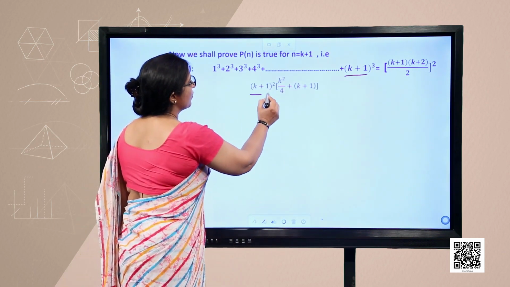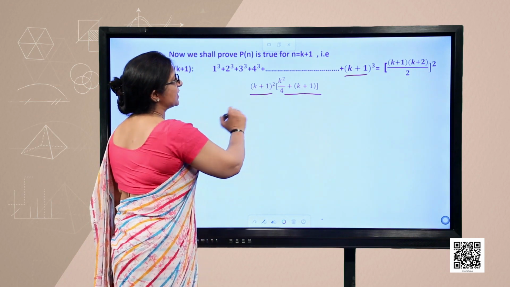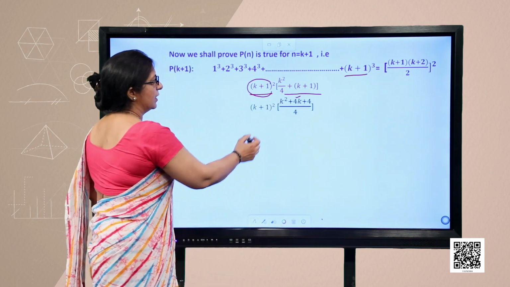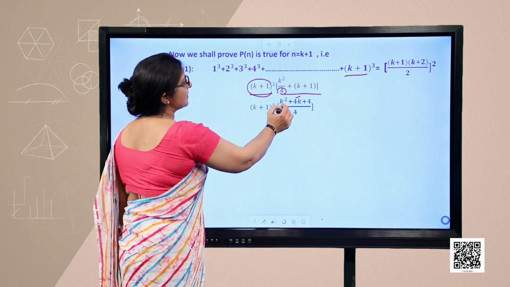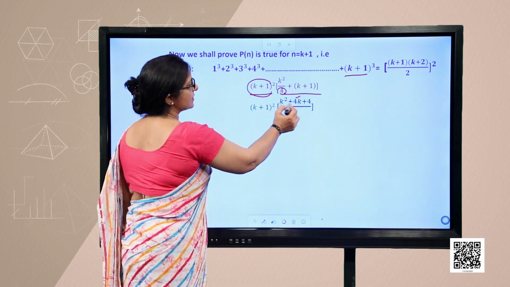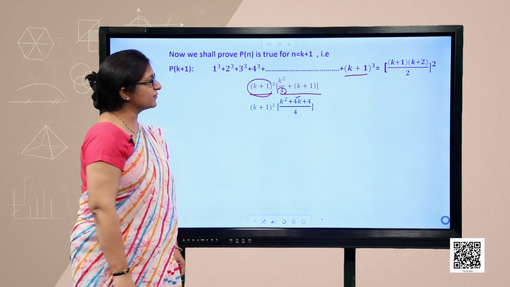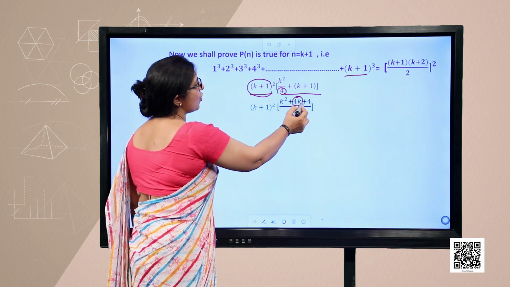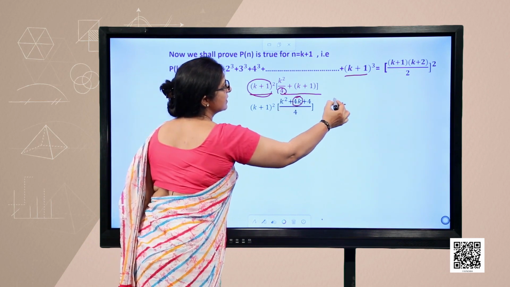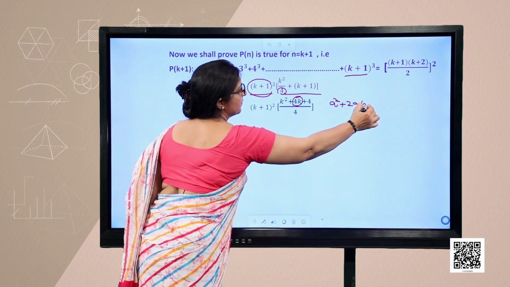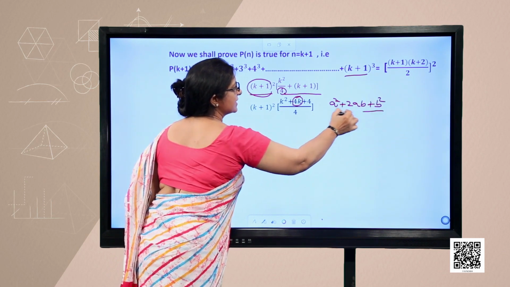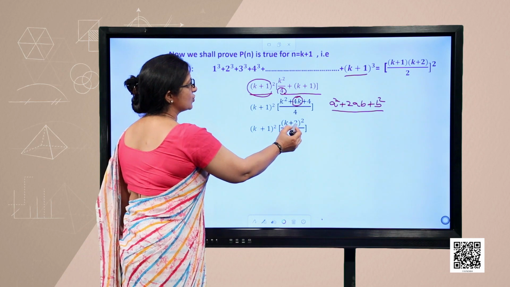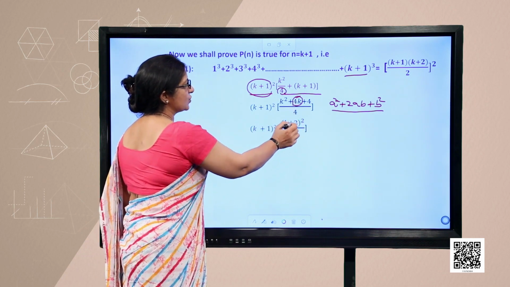Now, as you know, we have done in an earlier slide, this expression, after taking (k+1) whole square common, we were left with this. We can take 4 as LCM and multiply it with this, and this comes out to be k² + 4k + 4, which is nothing but a quadratic equation. We can factorize it, or this is also of the form a² + 2ab + b². We can compare it with this identity and find out that it is (k+2) whole square. This is nothing but (k+2) whole square.